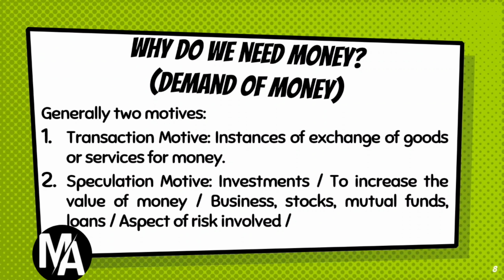This is the first need or motive why people need money. The second motive is called the speculation motive. What does this mean? It means that people no longer need it only for transactions, but they can also use it for investments. And by investments I mean an exercise by which you increase the existing value of your money. When I invest my money in different kinds of businesses in return for profit, different kinds of stocks, different kinds of mutual funds, or even if I give it out for loan, I do all these activities because I want to increase the value of my money.